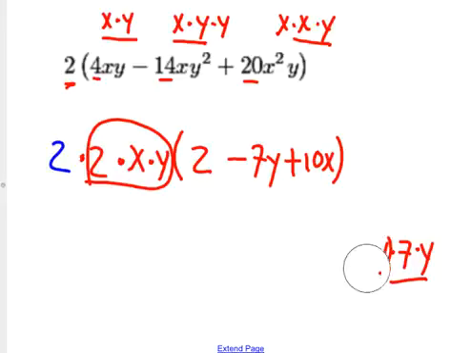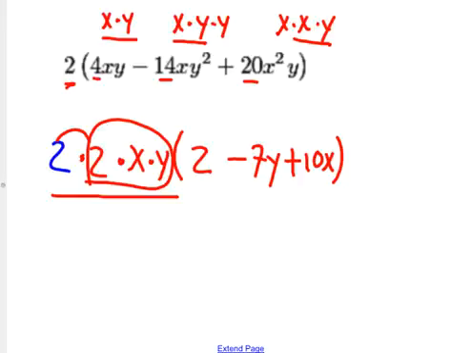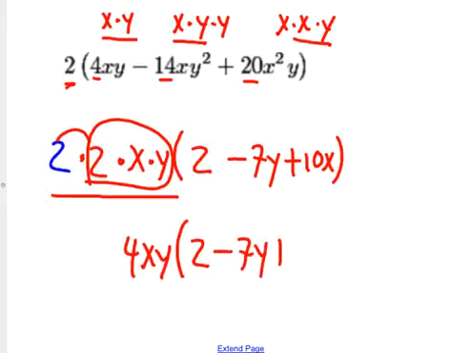I'm going to recompose it. Okay, so I'm composing this right here because I have to multiply this 2 times 2, which is 4xy times 2 minus 7y plus 10x, I'm sorry. Okay, and that is fully factored.